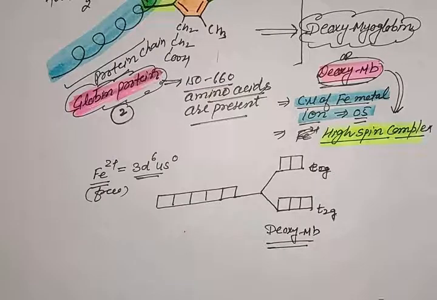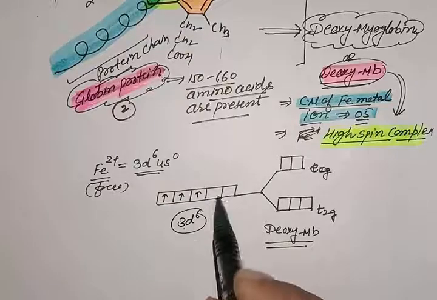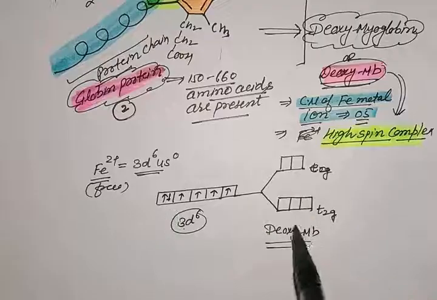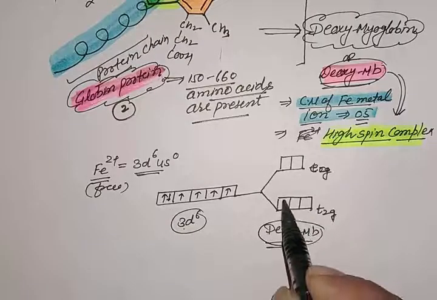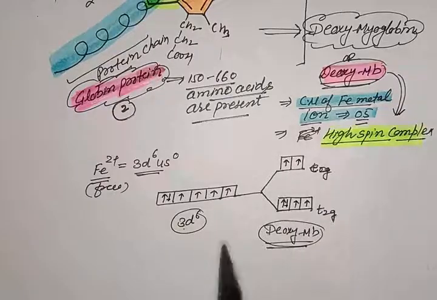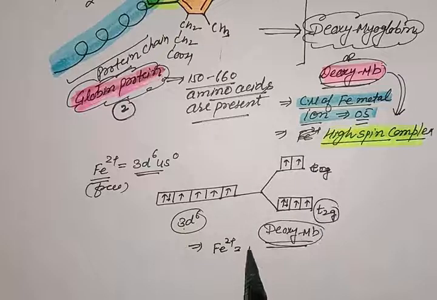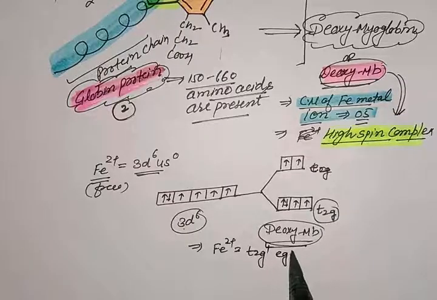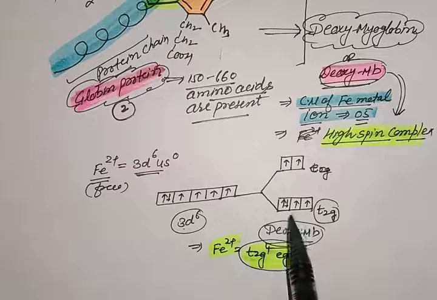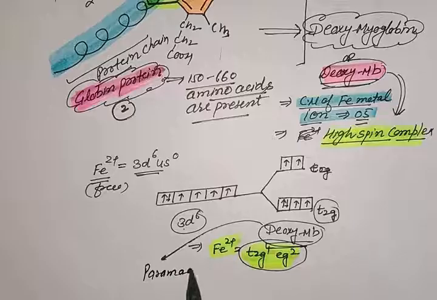When the deoxymyoglobin complex is formed, there are 6 electrons present in the 3d orbitals. After the formation of the complex, because the complex is high spin, the electronic configuration will be 1, 2, 3, 4, 5 and 6. So the electronic configuration of Fe2+ in deoxymyoglobin will be t2g4 and eg2, and here the number of unpaired electrons is 4. So the deoxymyoglobin complex is a paramagnetic complex.